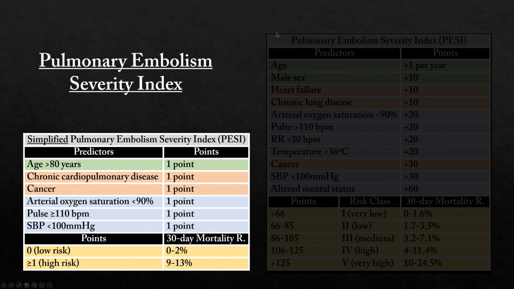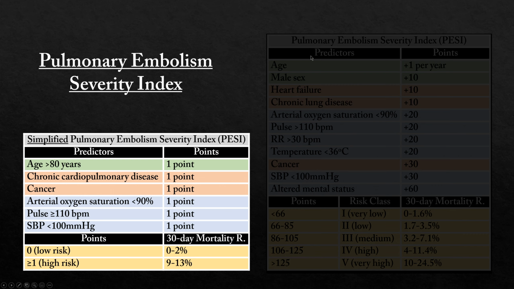Another thing we're going to talk about is the pulmonary embolism severity index, the PESI score. Now, this is important. The Wells criteria we talked about before determines the pretest probability, if you want to know if this patient has PE or not. But the PESI score is used to determine the severity or the prognosis of this patient. Now, for example, if we already know that this patient is diagnosed with PE, this score tells us the likelihood of this patient dying in the next 30 days. Okay, it calculates the 30-day mortality rate.